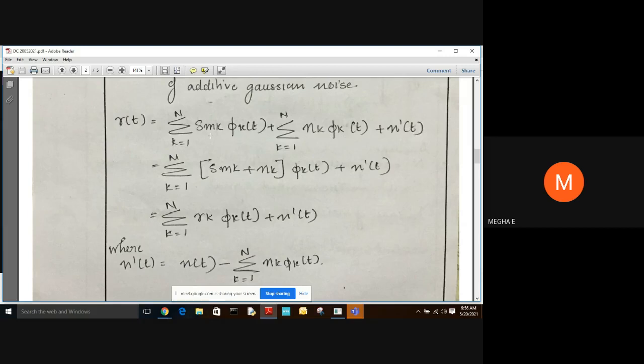So we are taking phi k out common, then Smk plus Nk into phi k of t plus n dash of t gives R of t. Smk plus Nk we already know is Rk. So that is the summation k equal to 1 to n of Rk into phi k of t plus n dash of t, which is nothing but our R of t. Here, what is this n dash of t?